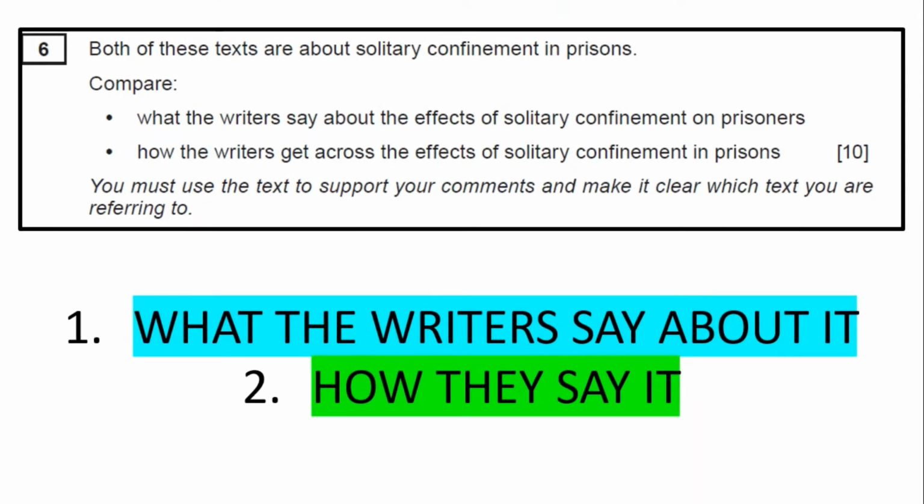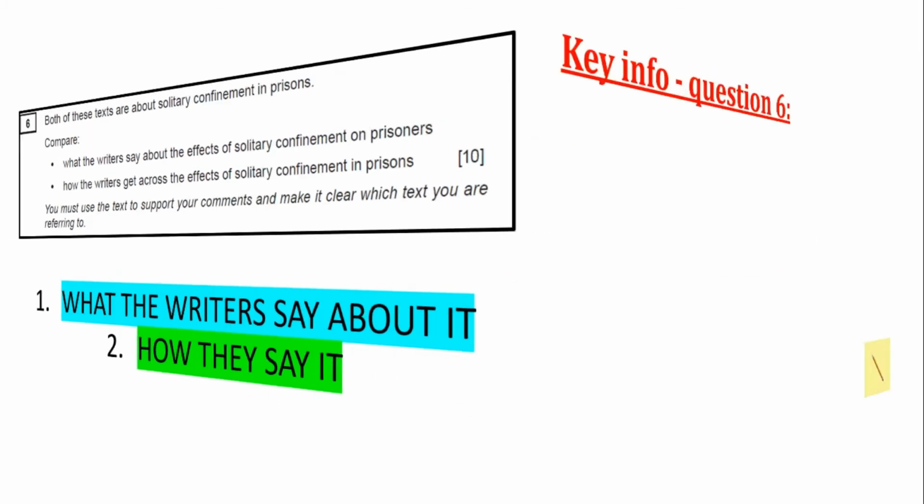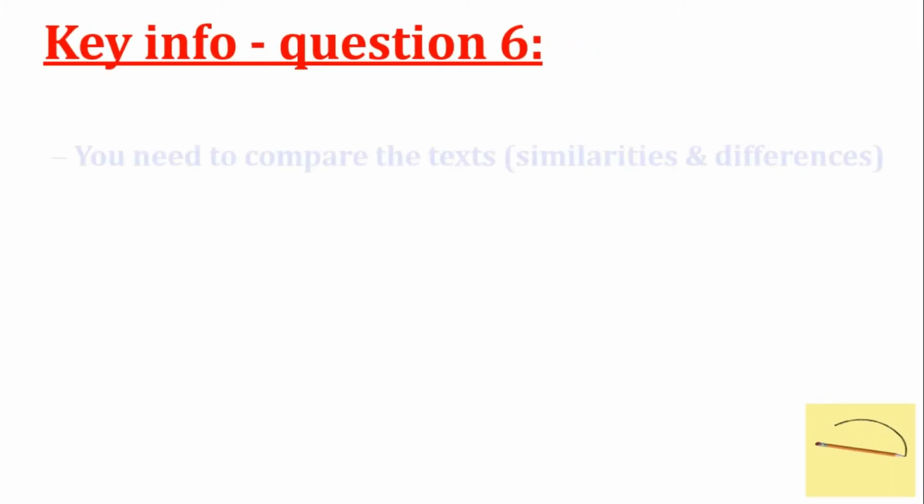This question says both of these texts talk about solitary confinement, so the prisoners being alone, and then the first bullet point says what the writers say about the effects of solitary confinement. So that's what the writers say about it, and then the second one is how they say it. So this might be they use adjectives or the structure or something like that. It's a 10-mark question.